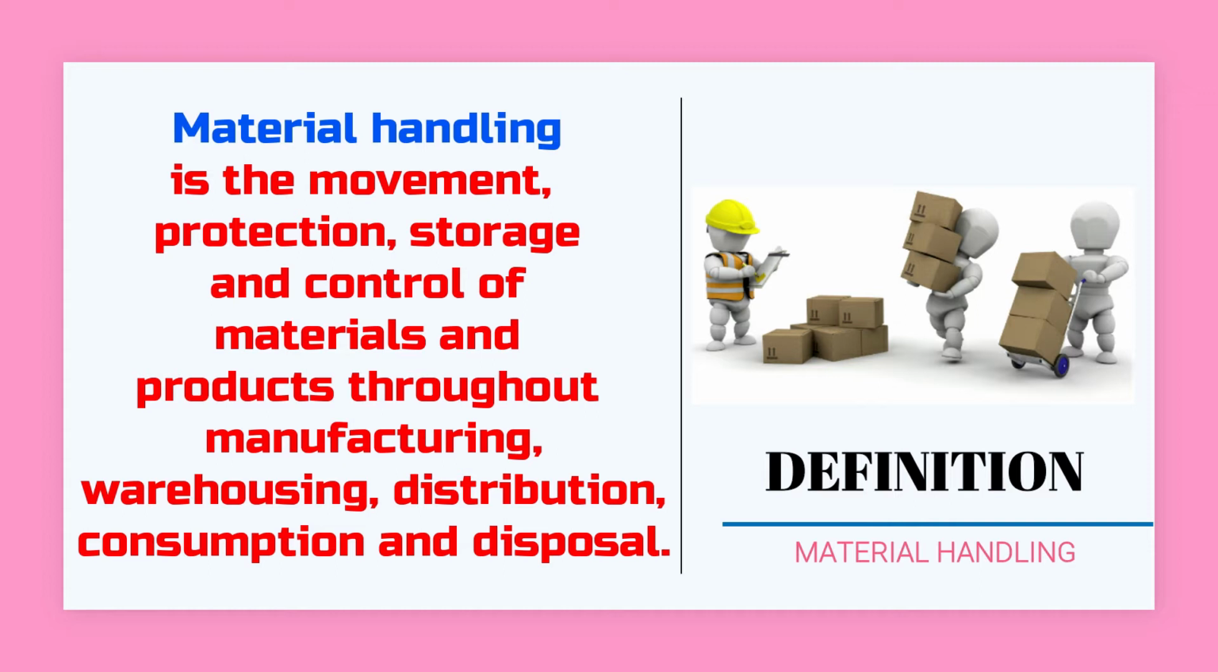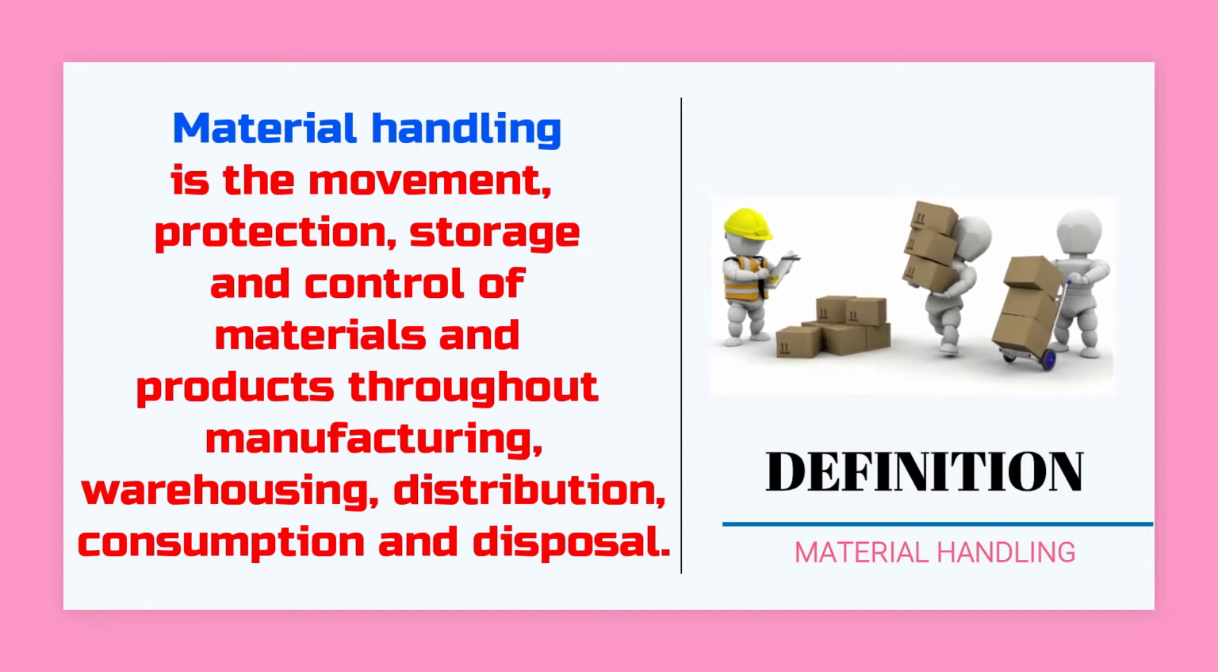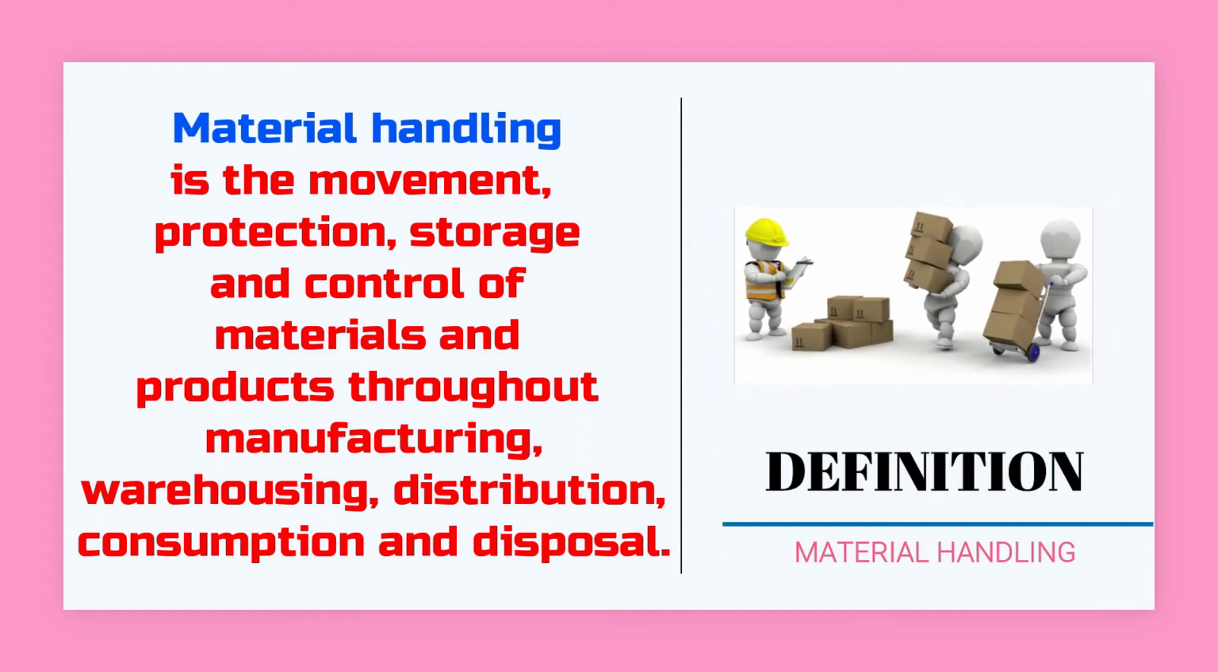So manufacturing cannot be done without materials and material movements. The definition goes on: warehousing, distribution, consumption and disposal. So this is what material handling is all about. It includes everything right from the product to the disposal. So we can say the whole life cycle, from the products we are producing to the end of their life, will have material handling.